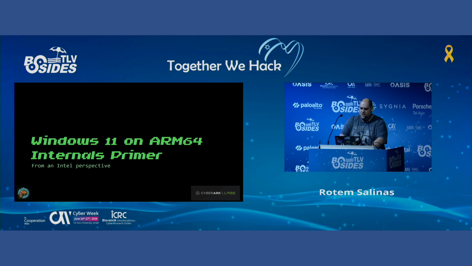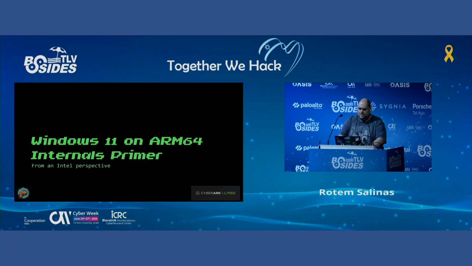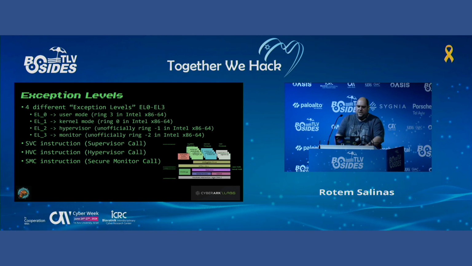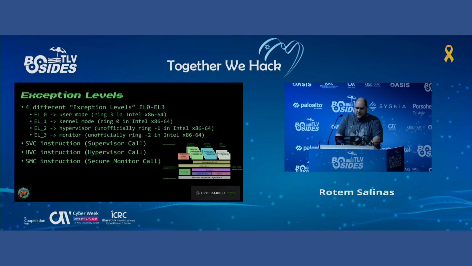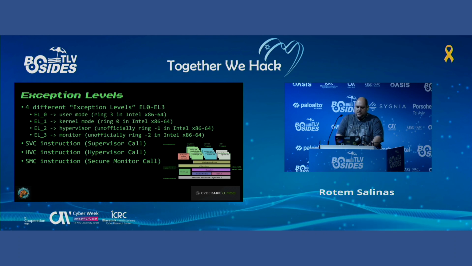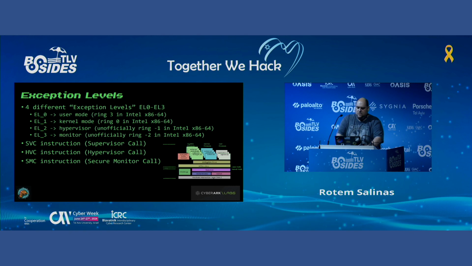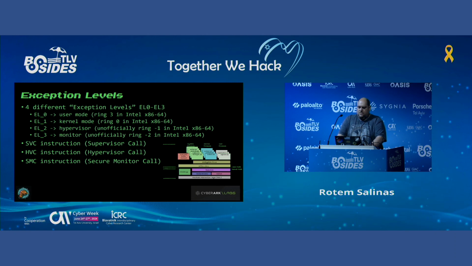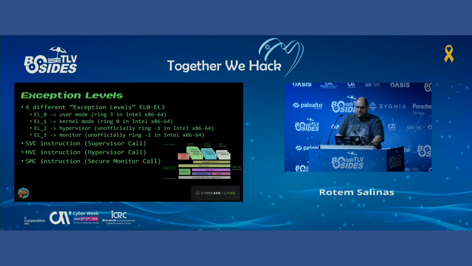Okay, so at this point, let's jump right into some Windows internals primer for Windows on ARM. Windows on ARM, like any Windows OS, is divided into user space and kernel space. Unlike x86-64, which has only 2 privilege levels used, ring 0 and ring 3, ARM64 has 4 exception levels called EL0, EL1, EL2, and EL3, which stand for user mode, kernel mode, hypervisor, and secure monitor. And in order to escalate to a higher exception level, one would have to use one of the following instructions: SVC, HVC, or SMC, depending on the current exception level.